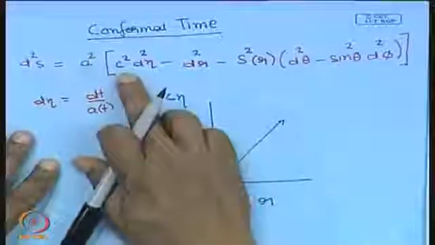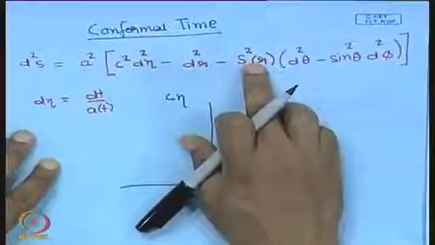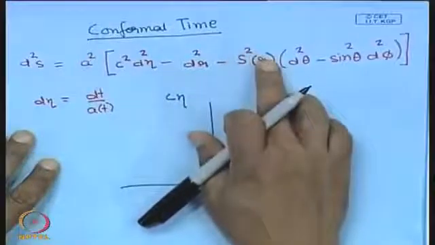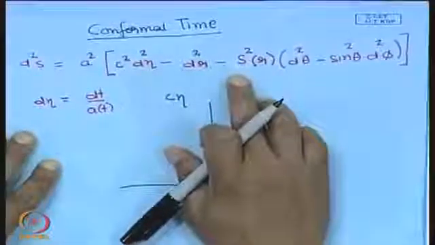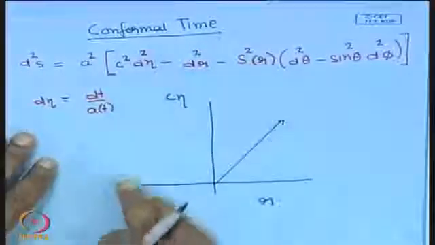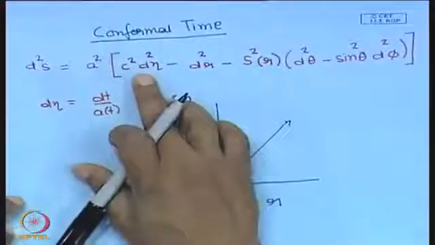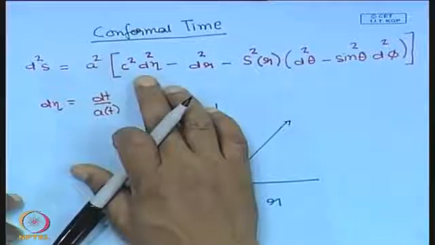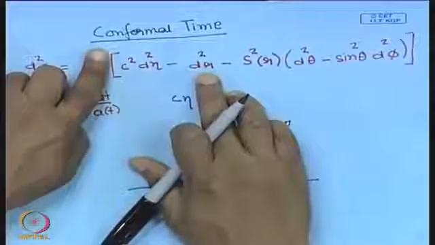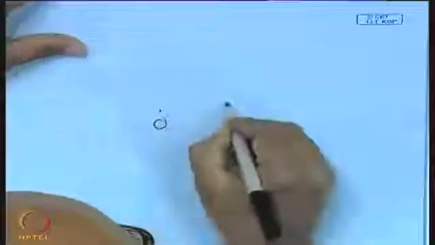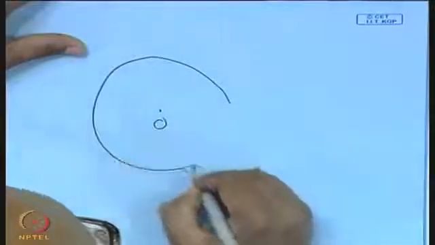In a spatially flat geometry, r and S of r are the same, whereas in a curved space this becomes sine if it is positively curved, and sine hyperbolic if it is negatively curved. What is the significance of this? Let me briefly mention it. Suppose I have a sphere of radius r, forgetting about the scale factor. Then the co-moving distance from the origin is r. So this is my observer, and this is a sphere of co-moving radius r.